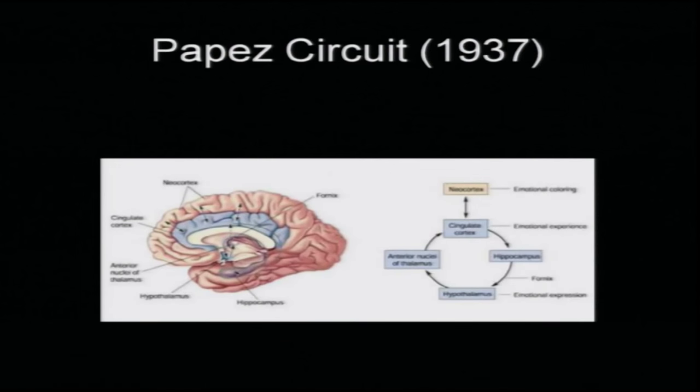So, emotions are also normal. The Papez circuit is the circuit in the limbic system, which actually is the emotional circuit. And a lot of activity on this decides what stimulus, what memory, what action we are going to pay attention to and what is important for us. These are the structures: neocortex, cingulate gyrus, anterior nucleus, hypothalamus.